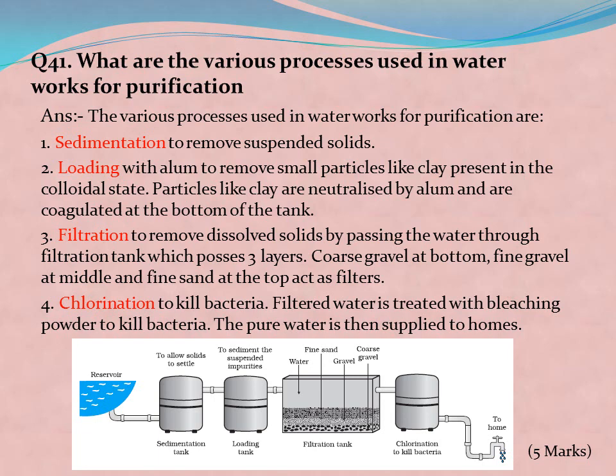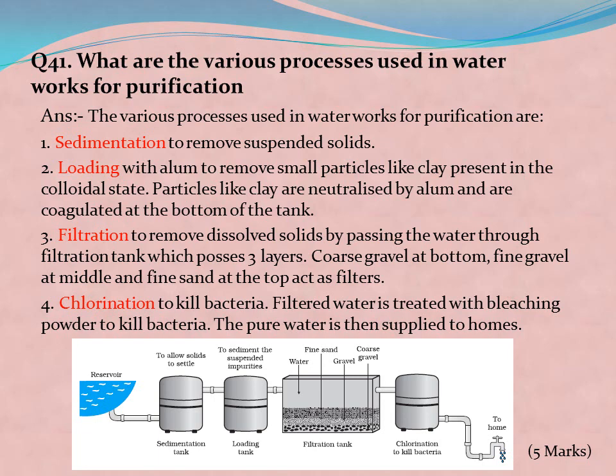Question number 41. What are the various processes used in water works for purification? Answer. The various processes used in water works for purification are: 1. Sedimentation to remove suspended solids. 2. Loading with alum to remove small particles like clay present in the colloidal state. Particles like clay are neutralized by alum and are coagulated at the bottom of the tank.